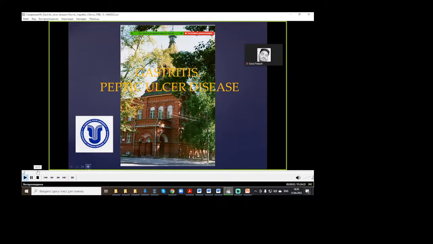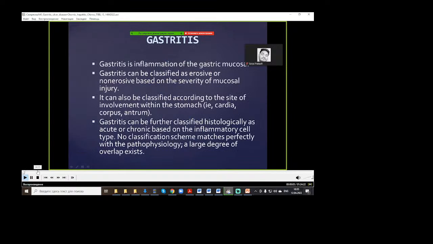Ulcer disease. For the first, about gastritis. Gastritis is inflammation of the gastric mucosa. It can be classified as erosive and non-erosive based on the severity of mucosal injury. It can also be classified according to the site of involvement within the stomach, for example, cardia, corpus, or antrum. And gastritis can be classified histologically as acute and chronic based on the inflammatory cell type.